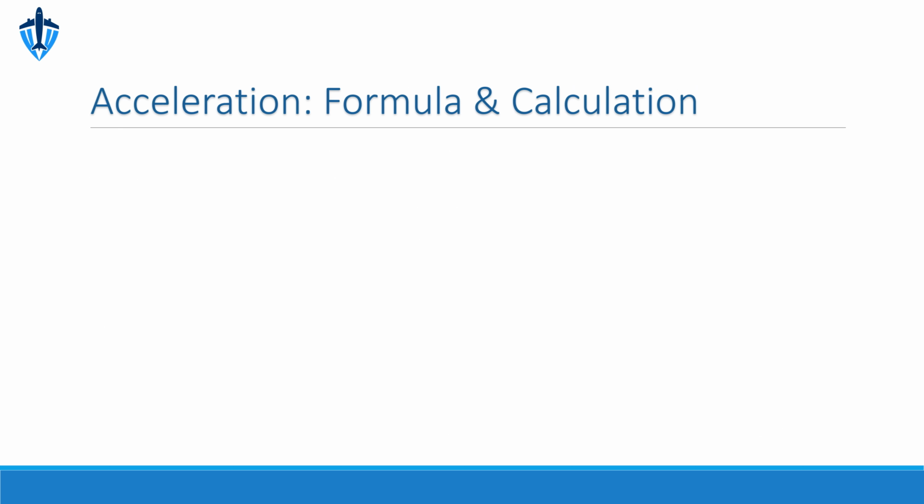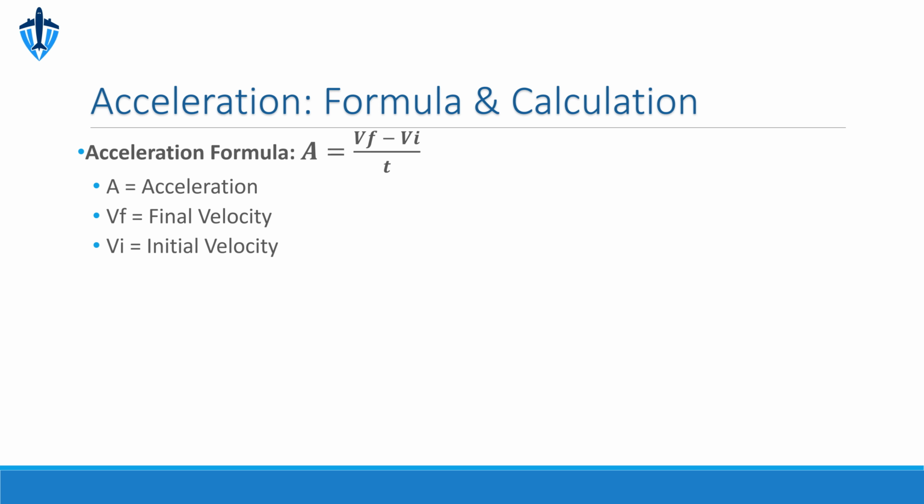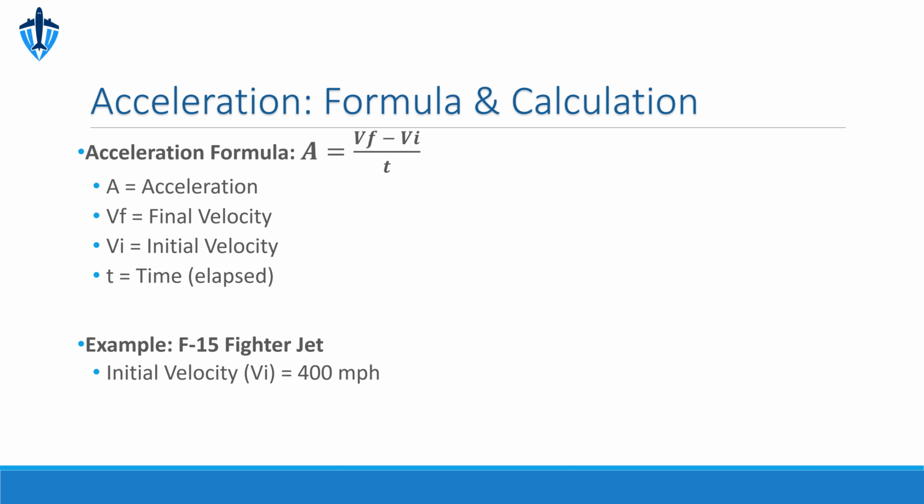To calculate acceleration, we use a simple formula. Acceleration, A, equals the change in velocity, final velocity minus initial velocity, divided by the time it took for that change to occur. Let's apply this to an example. Imagine an Air Force F-15 fighter jet cruising at 400 miles per hour. The pilot engages the afterburners and accelerates to 1,200 miles per hour in 20 seconds.